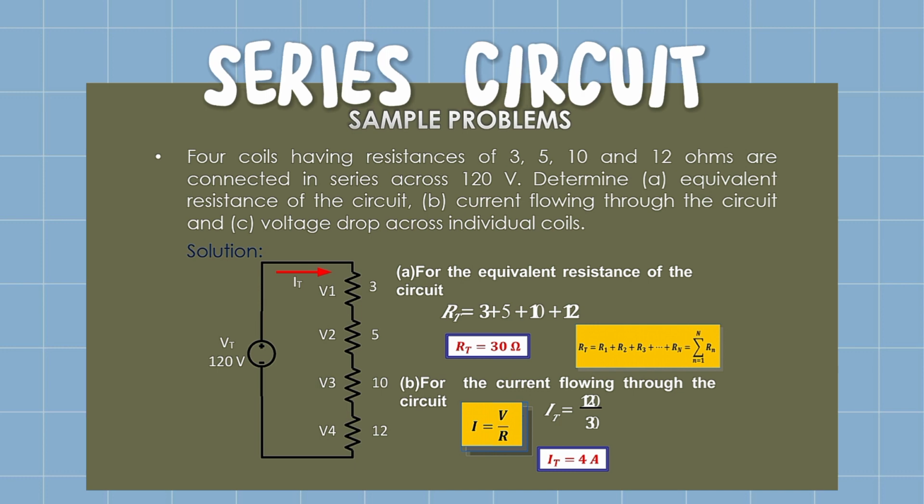For letter B, the current flowing through the circuit, we can use the Ohm's law formula for finding the current. So I is equal to V over R, where I is the current, V is the voltage, and R is the resistance. So total current is equal to the given voltage, which is 120, over 30 ohms, which we solved in letter A. So 120 over 30 is equal to 4 amperes. So we have solved the current.